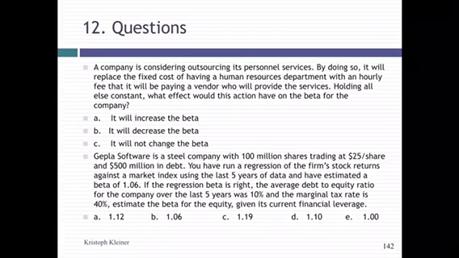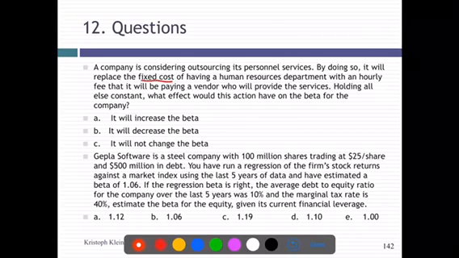Alright, so the first question: a company is considering outsourcing its personal services. By doing so, it will replace the fixed cost of having a human resources department with an hourly fee that it will be paying a vendor who will provide the services. Now, if you notice, initially we have a fixed cost. Now we have a human resources that will work on a variable fee, right? An hourly fee. So we're decreasing our fixed costs and we're increasing our variable costs.